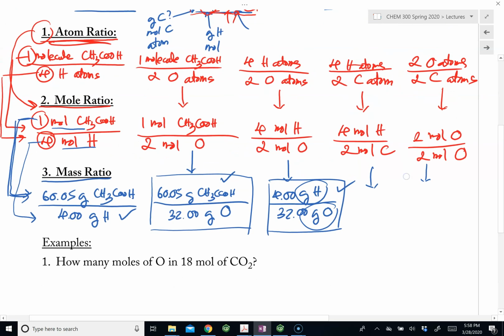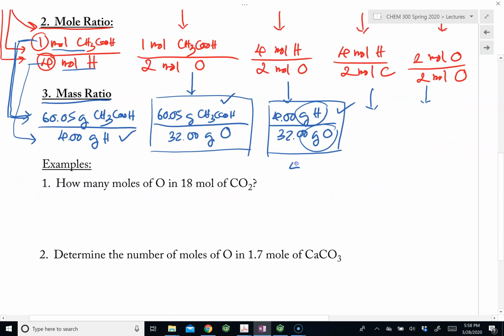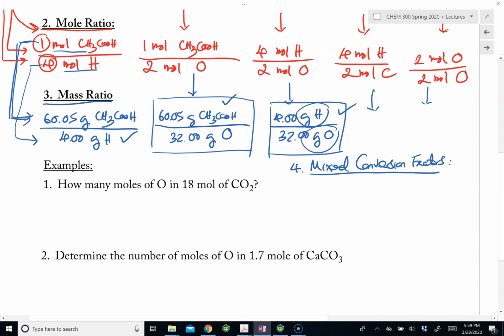And in addition to these three basic types of conversion factor, there is another one. And I'm going to call this one the mixed conversion factor. The mixed conversion factor is a type of conversion factor when we mix mole and mass ratio together. For an example, let's say here we have this conversion factor: 1 mole of acetic acid over 4 mole of hydrogen. So what we can do is keep the amount of acetic acid in mole, but now change the amount of hydrogen from mole into gram.